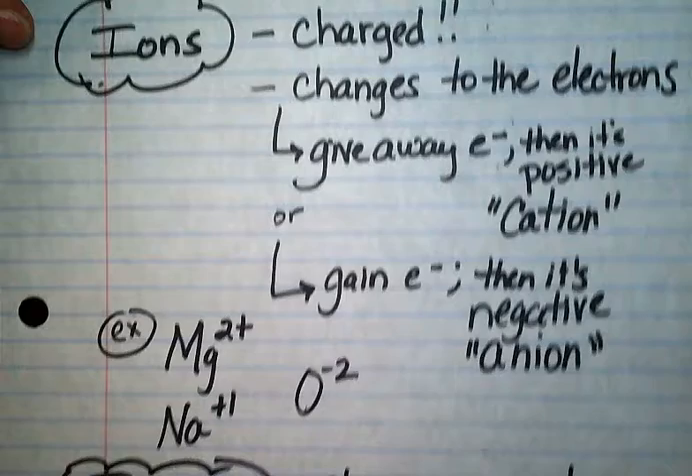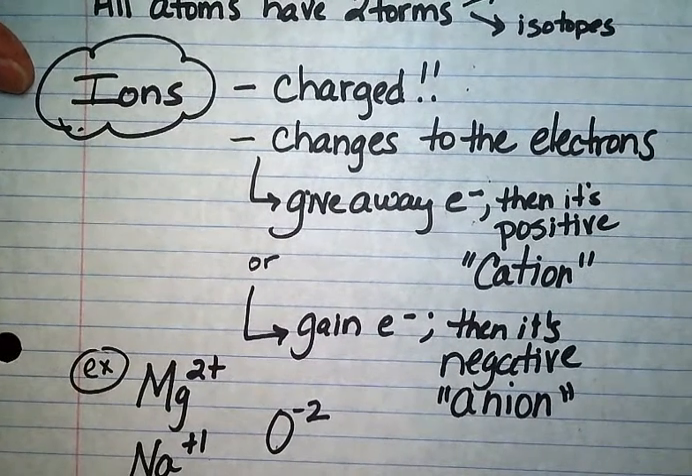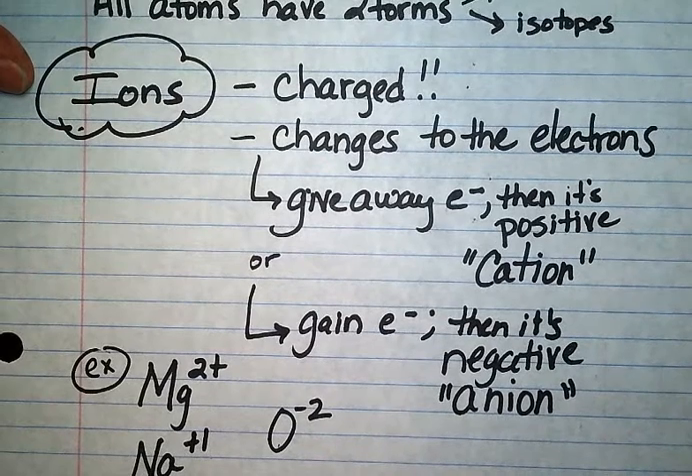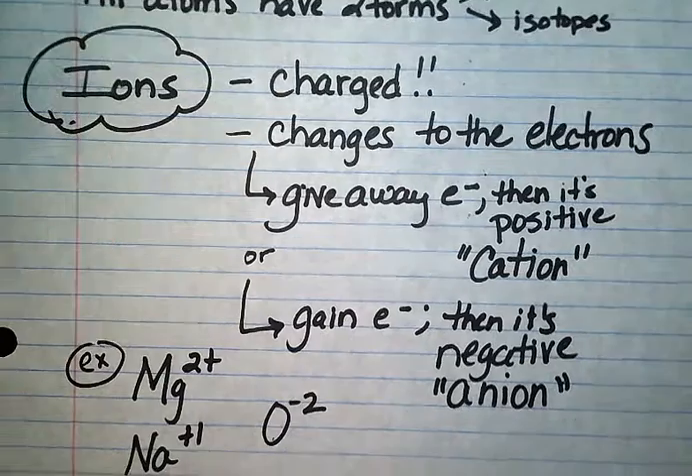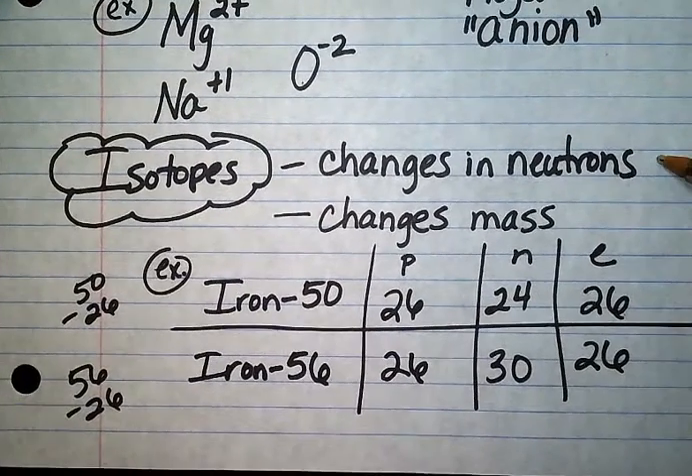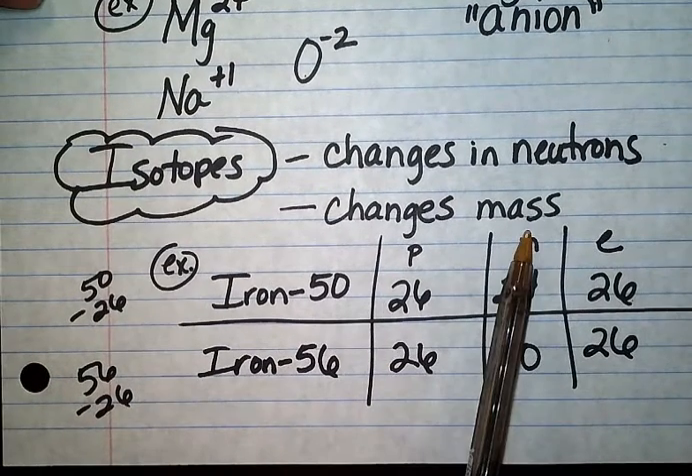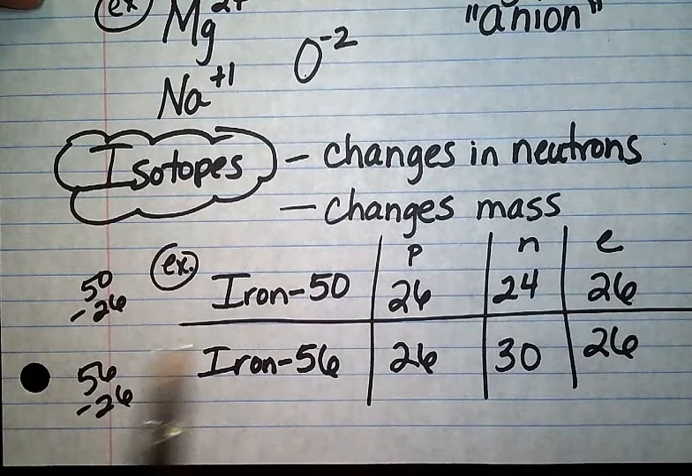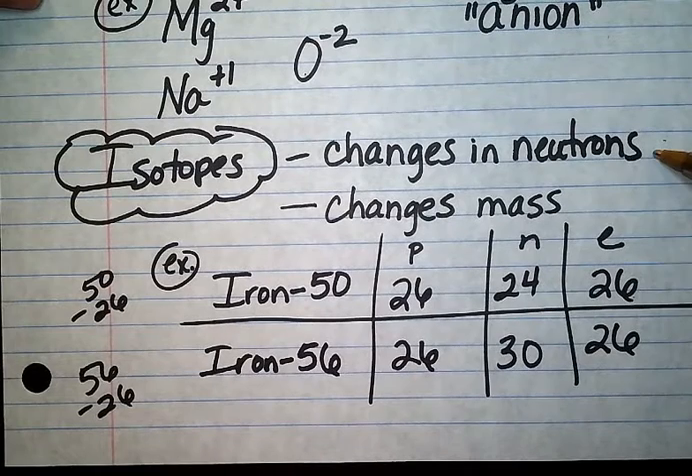So again, ions are always changes to electrons. There are no changes in mass because electrons are so very tiny. It takes 2,000 electrons to equal the mass of 1 proton or 1 neutron, so electrons do not change the mass at all. On the other hand, isotopes deal with changes in neutrons. Changes in neutrons are isotopes, and they change the mass. So isotopes have different masses from each other. However, they do not have different charges because neutrons are neutral.